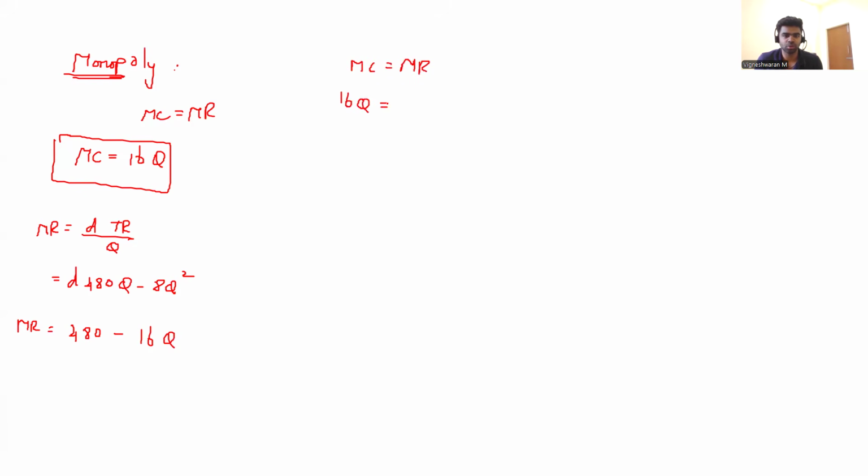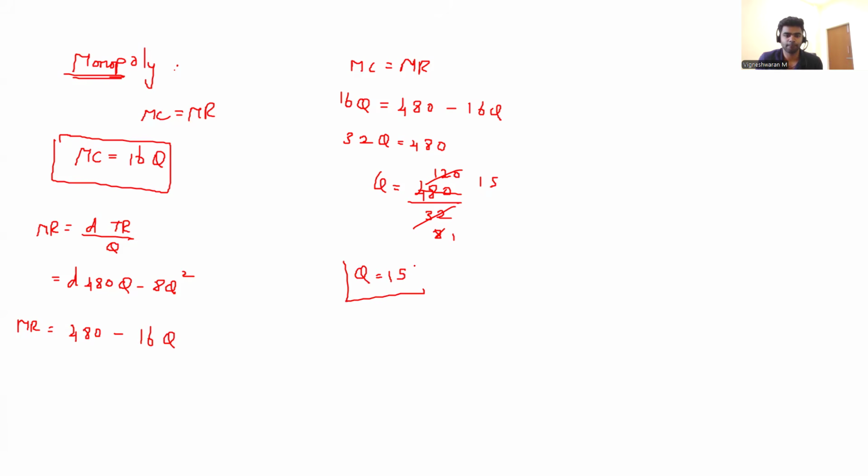16Q is equal to 480 minus 16Q. 16 plus 16, 32. 32Q is equal to 480. Q is equal to 480 divided by 32. So it will be 8 4s are 32. It will be 120. 8 1s are 8, 1 15. So Q is equal to 15.